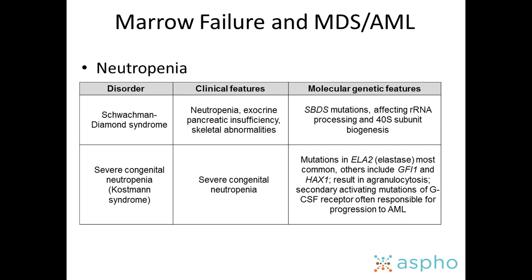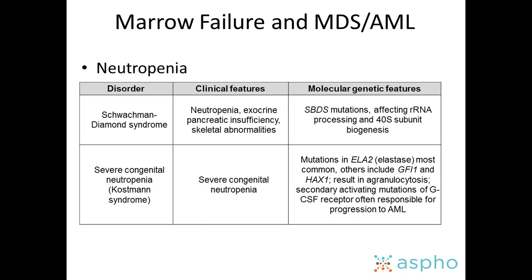Neutropenia is the presenting feature of two marrow failure disorders, Shwachman-Diamond syndrome and Kostmann syndrome, also known as severe congenital neutropenia. So Shwachman-Diamond syndrome is interesting because it involves exocrine pancreatic insufficiency as well as some skeletal dysplasia abnormalities, and the gene that is mutated is named for the syndrome. And then Kostmann syndrome presents typically with isolated severe congenital neutropenia. There are various mutations in neutrophil genes that predispose to or that cause this condition. Elastase is the most common.